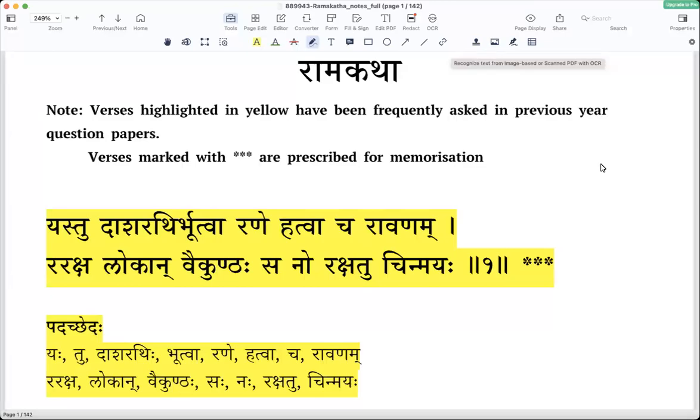So a small intro about Ramakatha. This is mainly taken from the work called Ramodantam. Ramodantam is a summarized version of Valmiki Ramayanam. The Ramodantam is also separated into khandas like Valmiki Ramayanam, as in Balakandam, Ayodhya Kandam, Aranya Kandam, Kishkinda, Sundara Kandam, Yuddha Kandam, and Uttara Kandam.